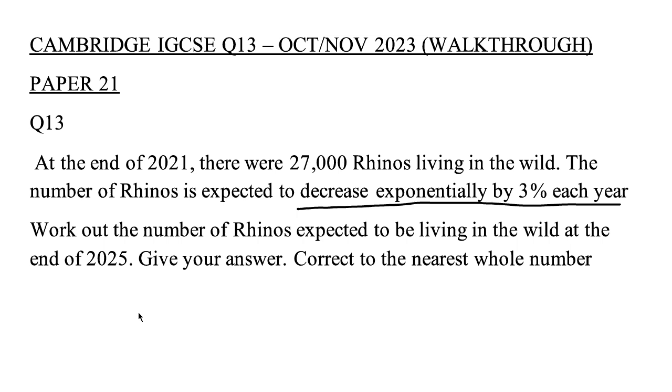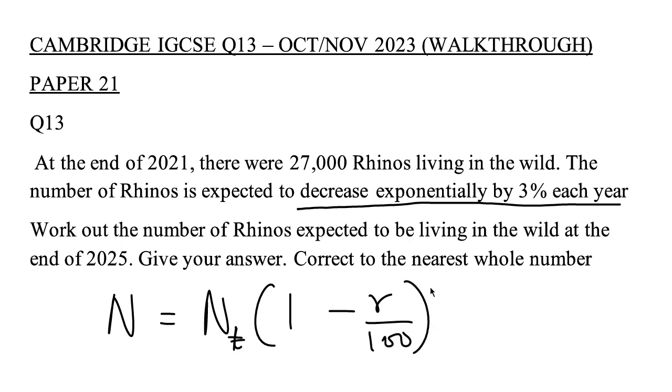So this is easy. The simple formula to do this, since we're looking for the number of rhinos, let's call that n. It will be equal to the original number of rhinos, let's call that n_0, times (1 minus r over 100) to the power n. Do not be confused. This n is the number expected, this n_0 is the initial number of rhinos, and r represents the exponential decrease, which in this case is 3%, so simply 3 over 100, and then n is the number of years.